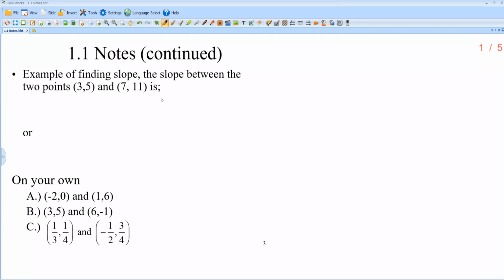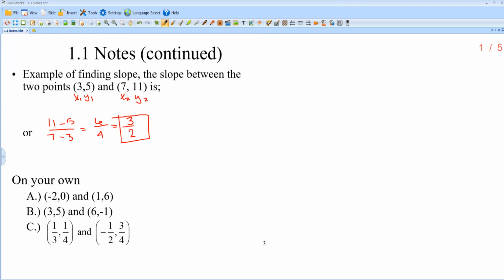The slope between 2 points, (3, 5) and (7, 11), is, remember that what we do here is x1, y1, x2, y2. So I'm going to be doing 11 minus 5 over 7 minus 3. 11 minus 5 is going to be 6. 7 minus 3 is going to be 4. And 6 over 4 is going to give us 3 halves. All right, yeah, simple subtraction sometimes, I'm not very good at it.